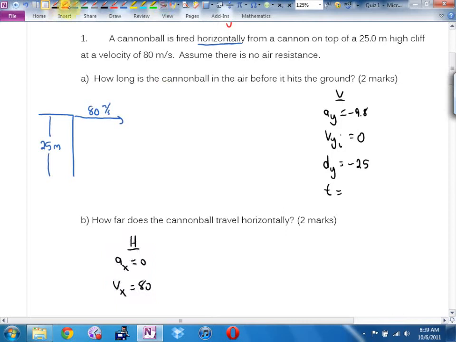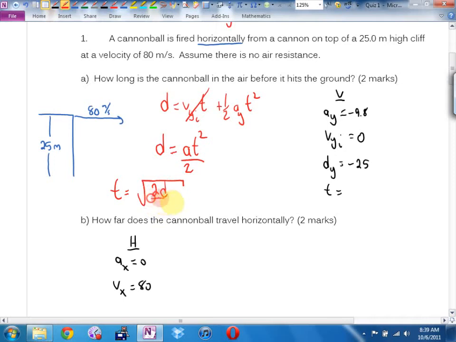How long is the cannonball in the air? I think I'm going to use D equals Vy initial t plus a half AY t squared. But since V initial is 0, that makes my equation D equals A t squared over 2, because that looks prettier. And it also makes it easier to get the t by itself. How would I get the t by itself? The 2 would move up, the a would move down, and square root. t is going to be the square root of 2d over a. It's going to be the square root of 2 times negative 25 divided by negative 9.8.